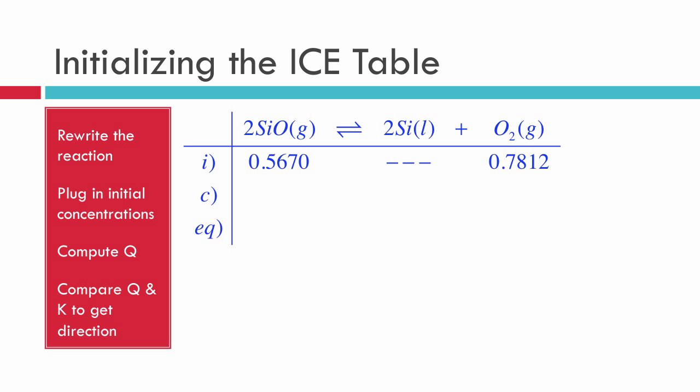So once we're here at the initial state, we need to determine which direction we go. To do that, we must compute the reaction quotient, Q, and then once we have Q, we can compare it to K.